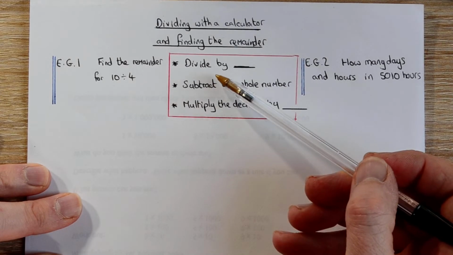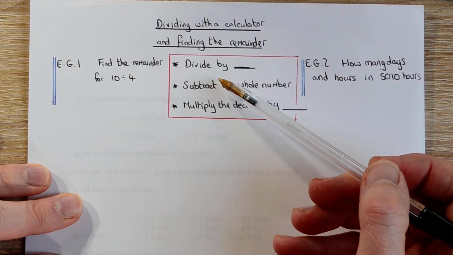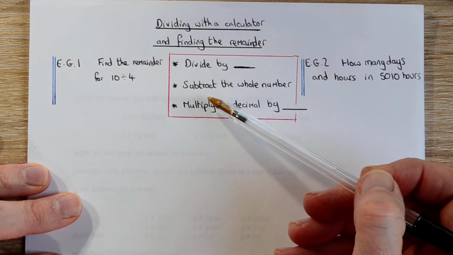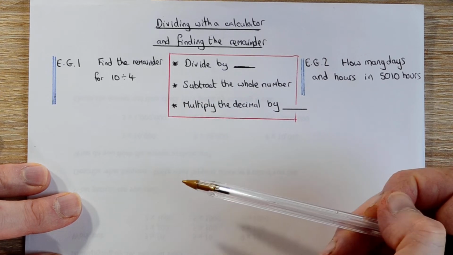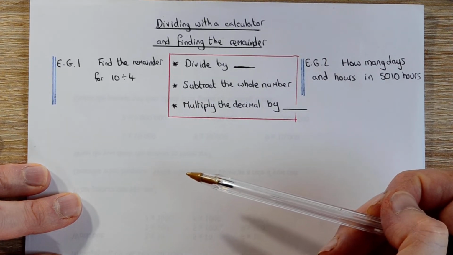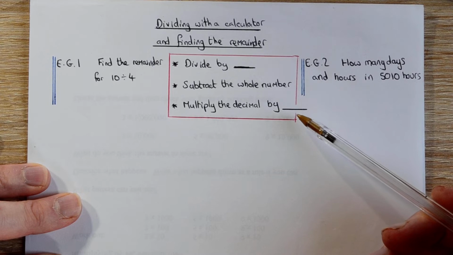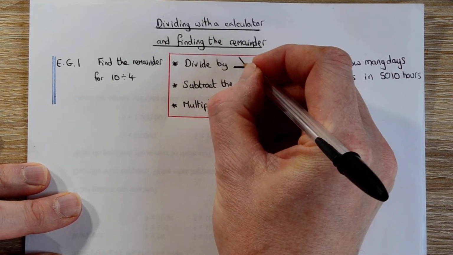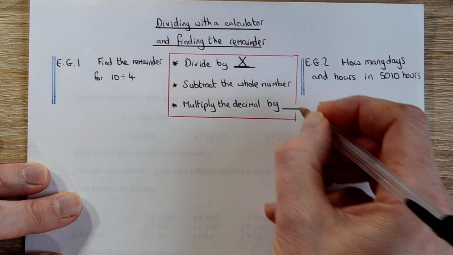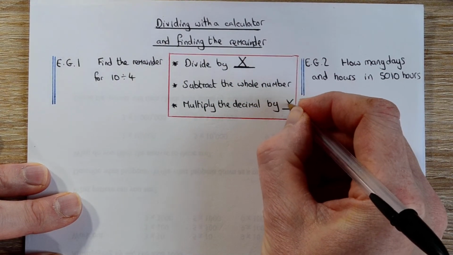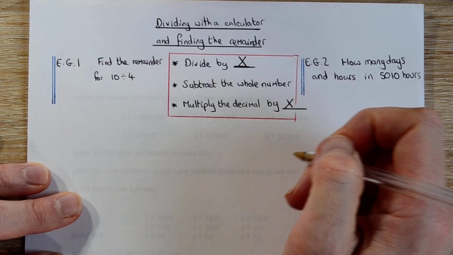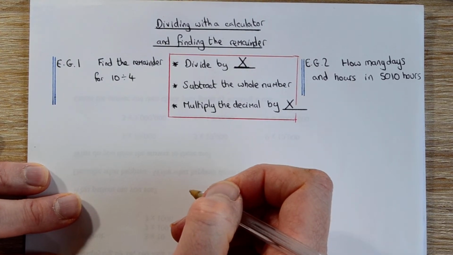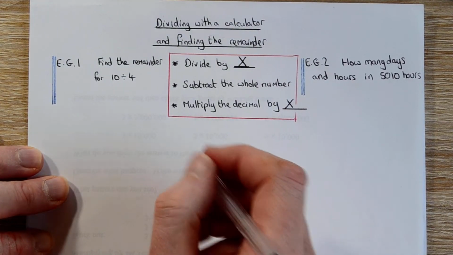First of all, we divide by whatever the number is we're dividing by. We then subtract the whole number and then multiply the decimal that we've got left by the number that we started with. So we could call it x. Whatever the number we divide by at the start, that's what we multiply with at the end. So 10 divided by 4, we start off by dividing by 4.